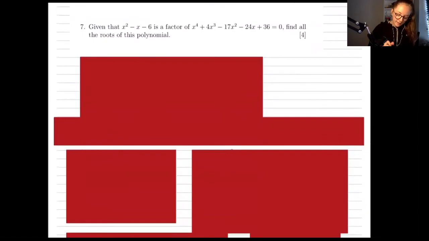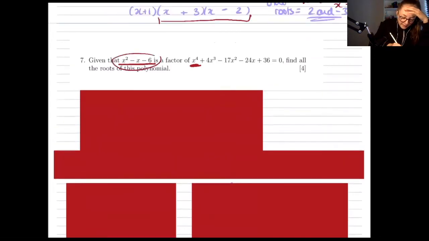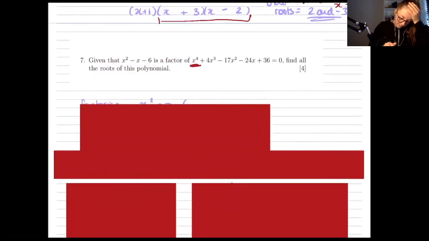Okay, so this is another polynomial question, a slight step up from the previous one, as we have an x to the power of 4 term, and the factor that we know this time is a binomial equation itself. All it wants us to do first is to find all of the roots. Well, from this factor here, we can already work out 2 roots pretty much straight away.